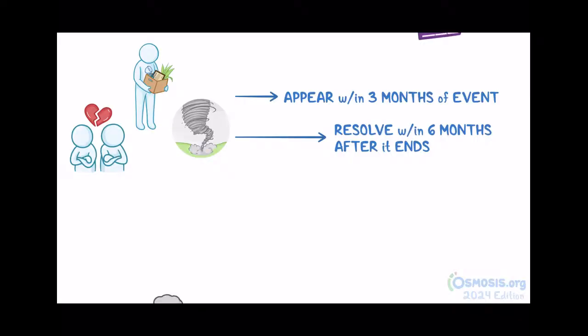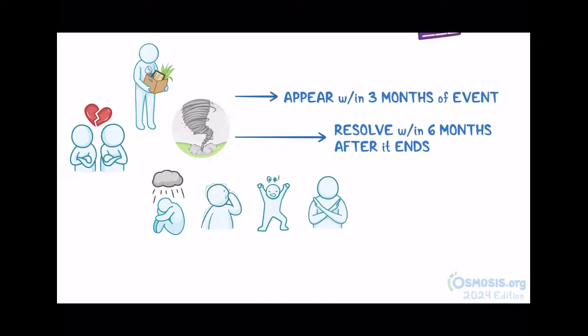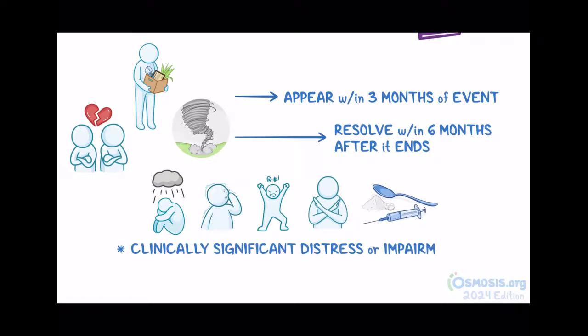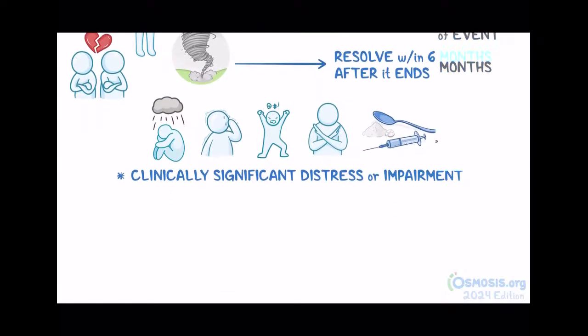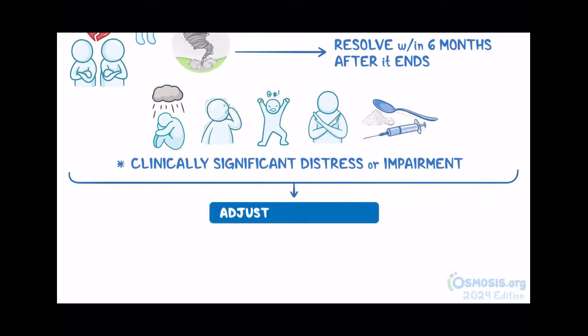Mood symptoms may manifest as depression or anxiety and lead to behavioral issues like aggression, refusal to follow rules, or risky behaviors such as substance use. Symptoms must cause clinically significant distress or impairment. If your patient meets the criteria, diagnose adjustment disorder.